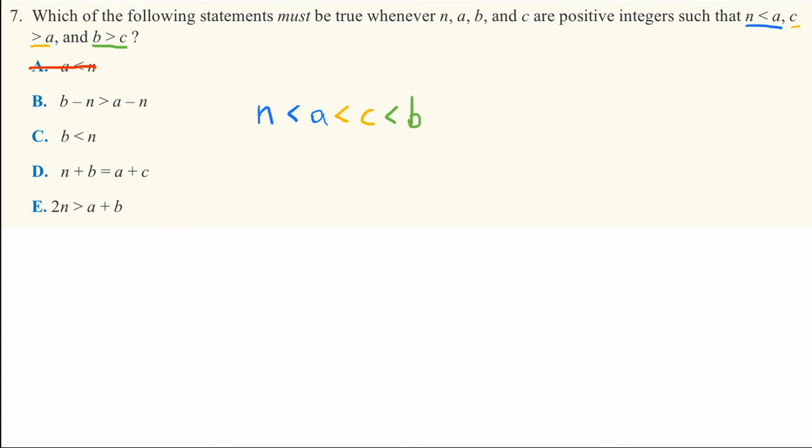The second clue, is b minus n greater than a minus n? Well, the big trick to this is to realize that all they're really asking is, is b greater than a? Because the n's here subtract equally from both sides, so they don't change this fundamental question. If b is greater than a, then b minus n is also going to be greater than a minus n.